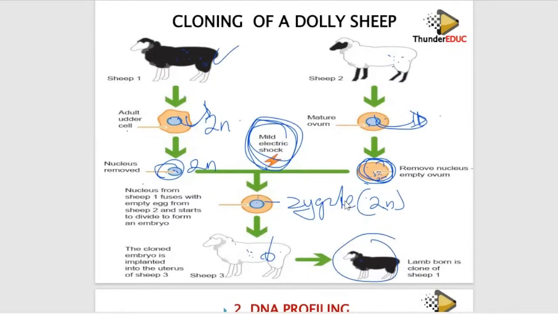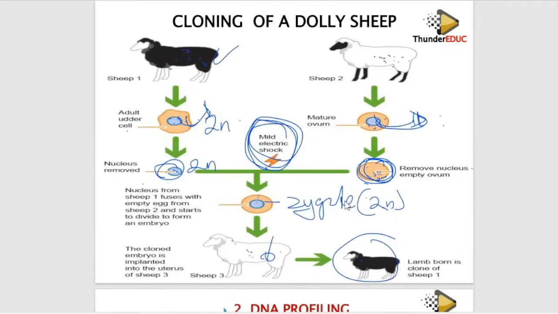You can ask a question: why do we remove the nucleus? Why do we keep the nucleus? Because we wanted the genetic information from sheep 1. Why did we throw the nucleus away? Because we wanted the casing of the ovum. We are not interested in the genetics here. Yes. So which method do we use?